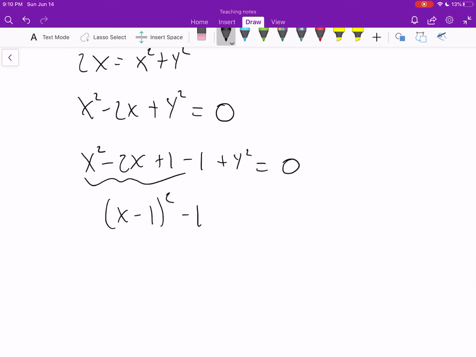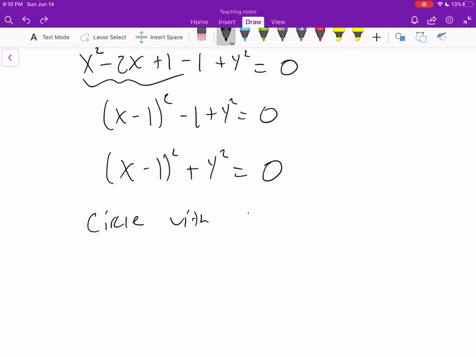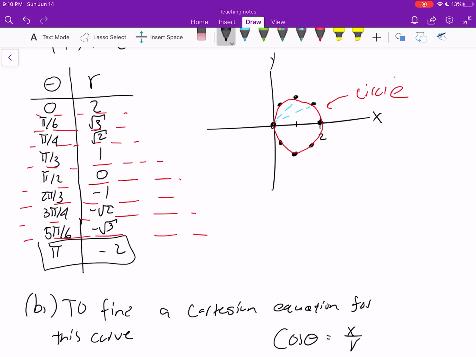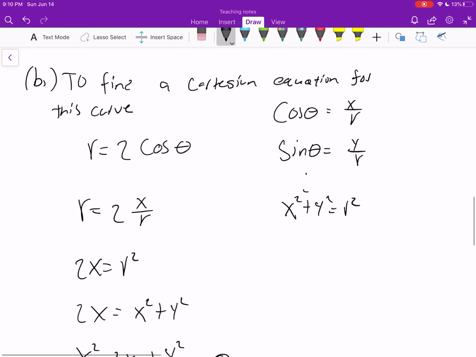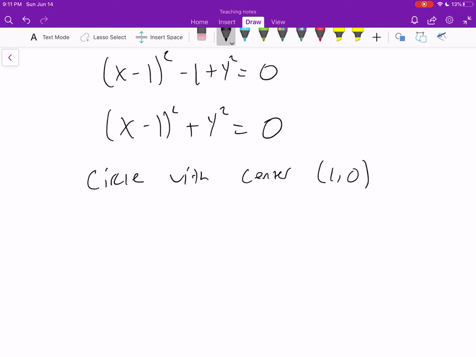This is the equation of a circle with center 1, 0. So it's a shifted circle there. And you can see, from this picture that I kind of drew up here, this is the center circled at 1, 0. Okay, so I'm going to actually stop here. We're going to continue on doing a few more of these curves here. So let's go ahead and stop.